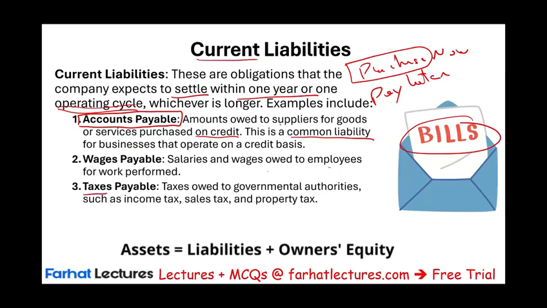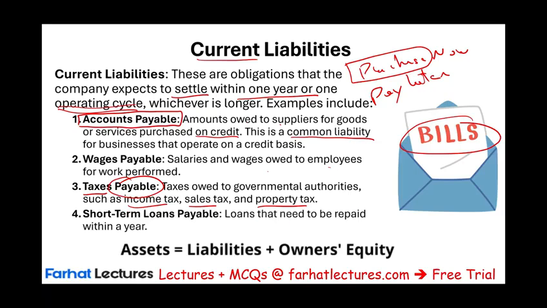You could have taxes payable. Taxes owed to governmental authorities such as income tax, sales tax, or property tax. If you owe the government money, believe me, they want their money within 1 year. Therefore, it's a current liability. Notice the word payable. Now you notice you could have rent payable. If you owe your rent, if you are behind on your rent, it becomes a liability. You could have utilities payable. If you're behind on your utilities and you cannot pay your bill, it becomes utilities payable.